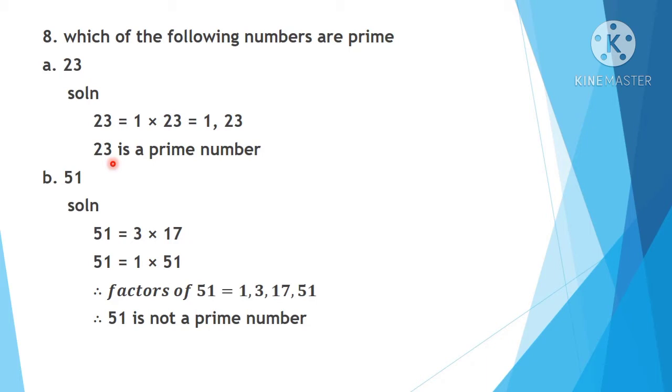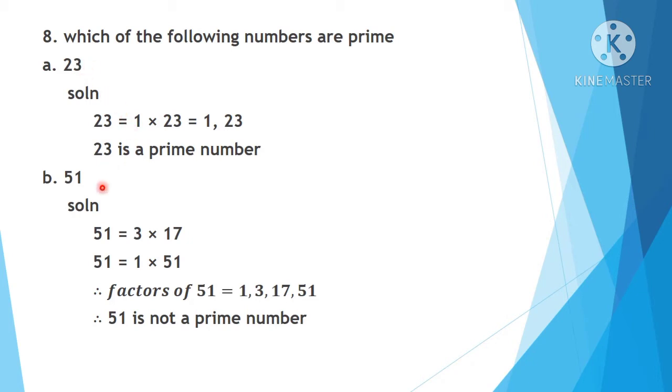Next one, 51. Check it, 51 divided by 3. Whether it is divisible? Yes, it is divisible, right? 51 divided by 3 is divisible. So 3 into 17, what answer are you getting? 51.